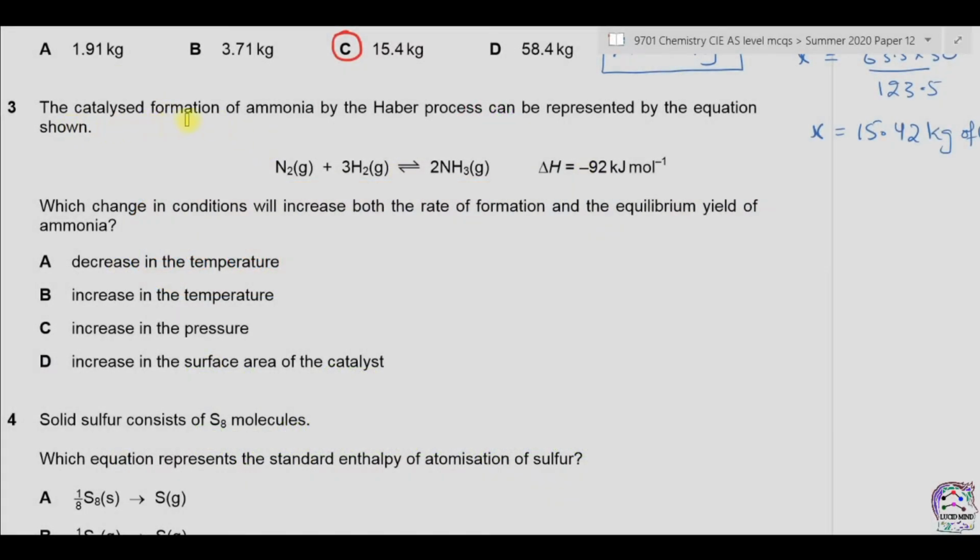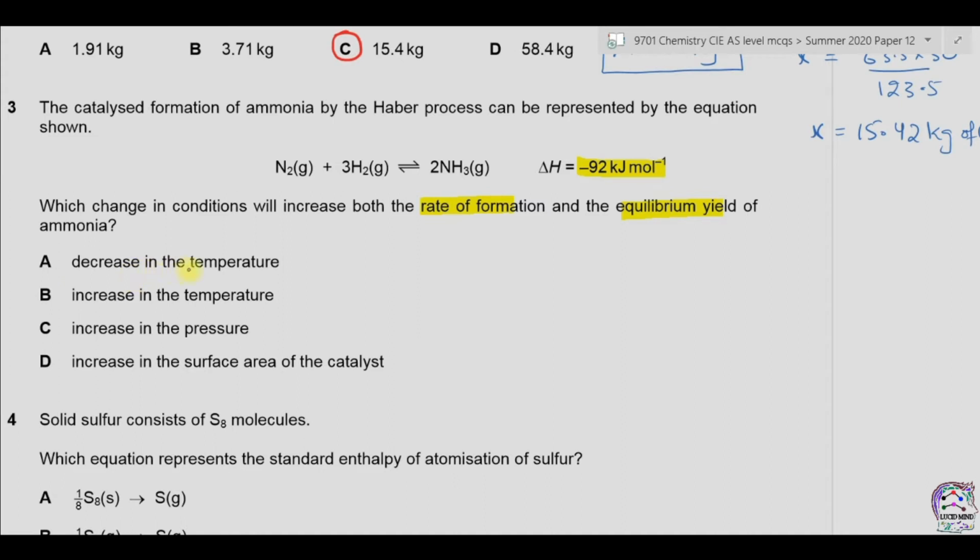Question 3. The catalyzed formation of ammonia by the Haber process can be represented by the equation shown. This is an exothermic process, so the enthalpy change is negative. Which change in conditions will increase both the rate of formation and the equilibrium yield of ammonia? So we have to find out what changes the rate and also the equilibrium yield.